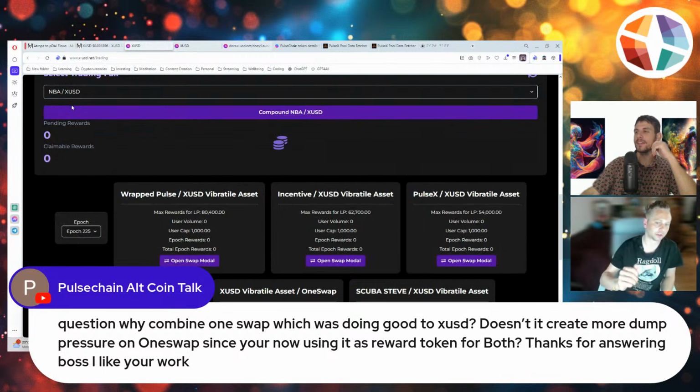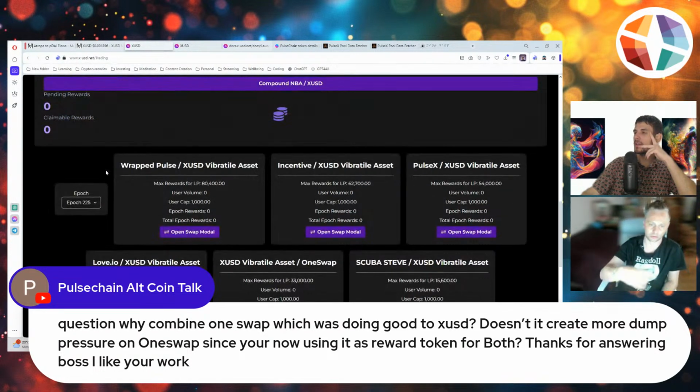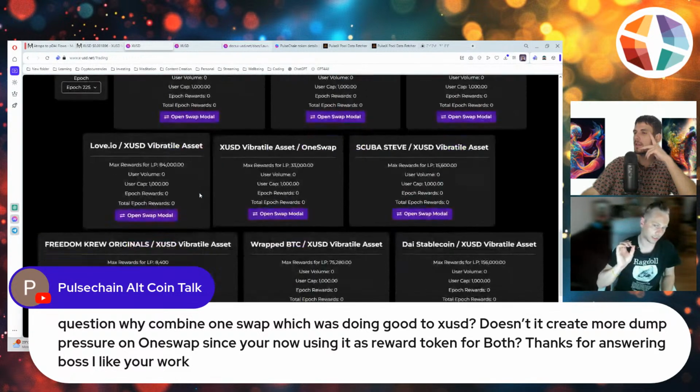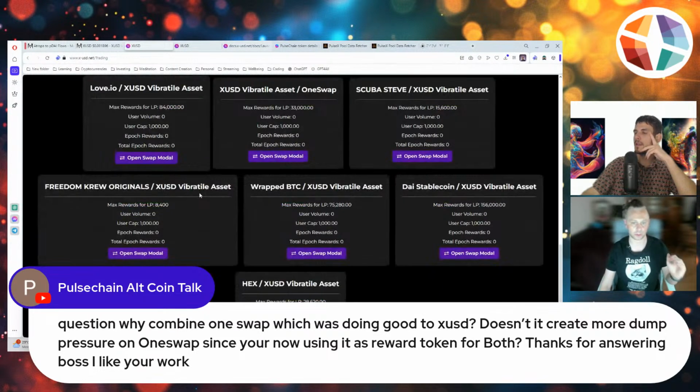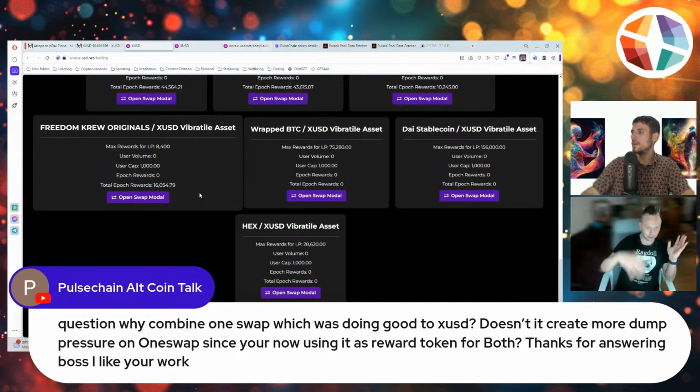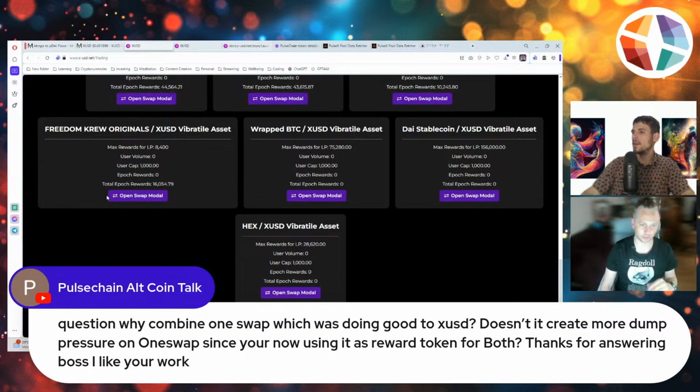Okay, what you'll see is that the total epoch rewards are the total rewards given out in that epoch. And the max rewards for LP are the total rewards that are available for that epoch. And if they are the same, then they're maxed out, kind of thing. And then your epoch rewards are how many rewards you got on that specific pair. As you can see, oh, there we go. Now it's loaded, or it loaded a previous one, but it doesn't really matter.